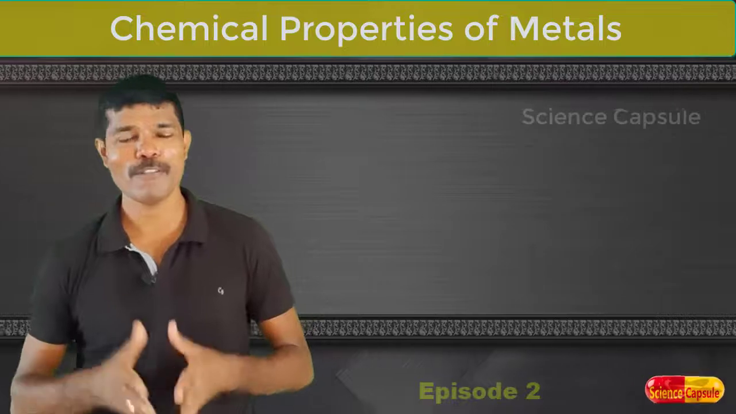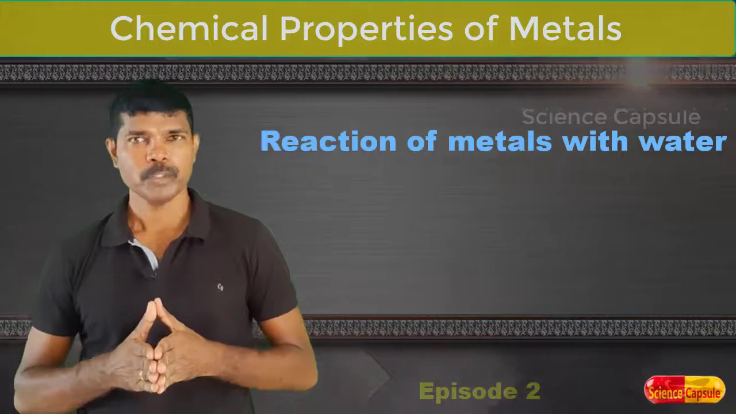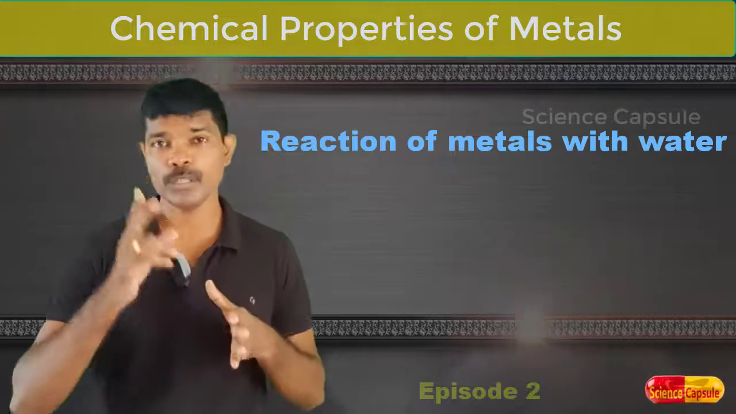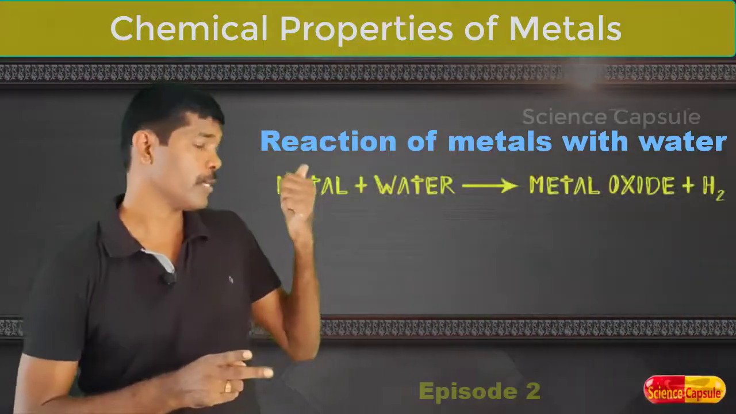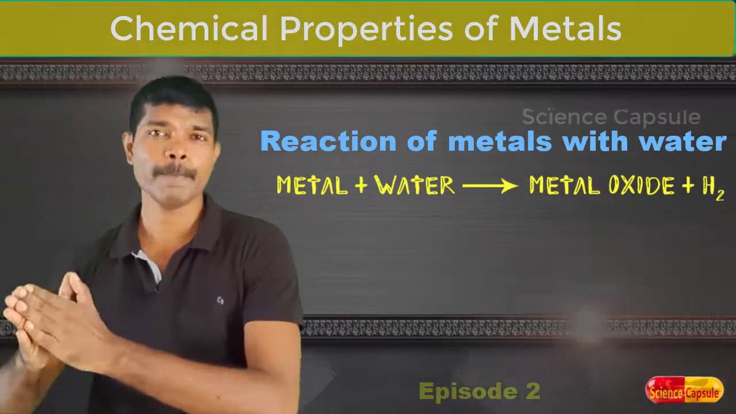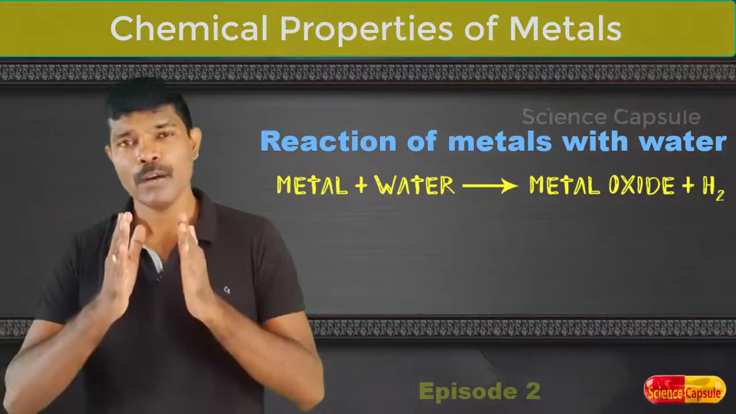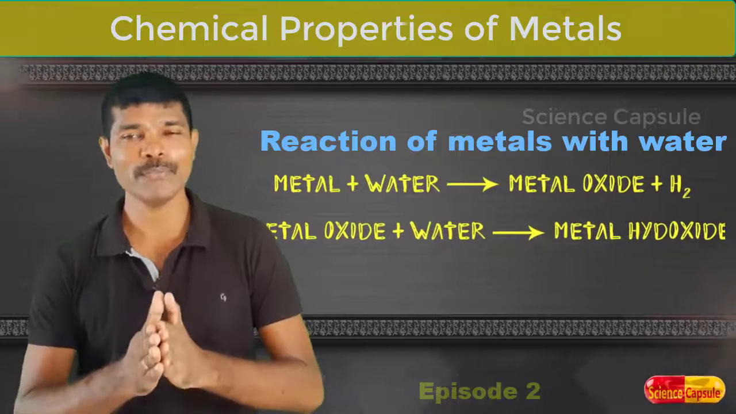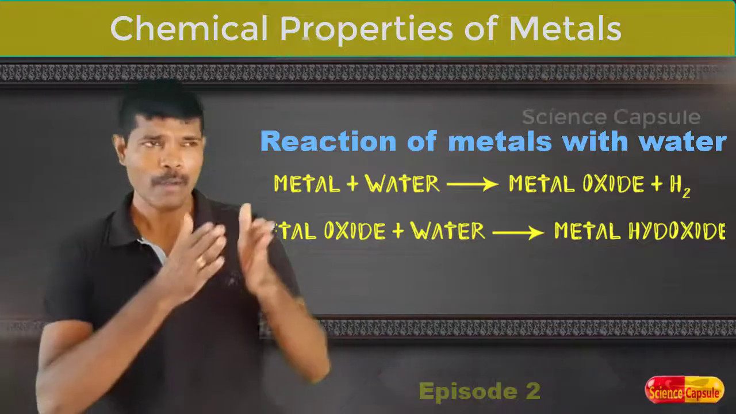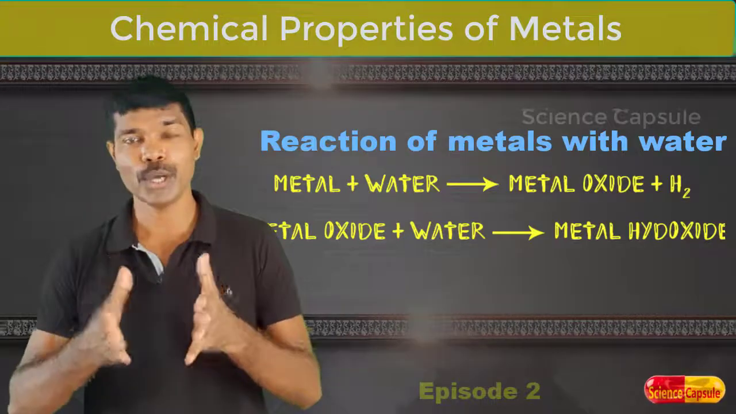The second chemical property of metals is what happens when metals react with water. So, a very important class of chemical properties. Here the chemical reaction takes place in two steps. In the first step, as you can see on the screen, metals react with water and form metal oxide and hydrogen gas. So, this is the first step. In the second step, the formed metal oxide once again reacts with water and forms metal hydroxide. So, in simple words, we can say that when metals react with water, metal hydroxide will be produced. So, this is how we can understand.